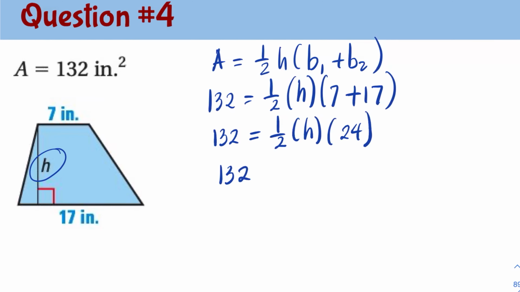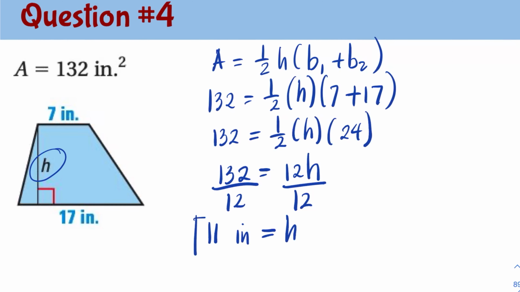And simplifying the right side, 1/2 times h times 24 is the same thing as 12h, because you can just multiply 24 by 1/2, or half of 24 is 12. So now we can divide both sides by 12, and 132 divided by 12 is 11. So the height is 11 inches.